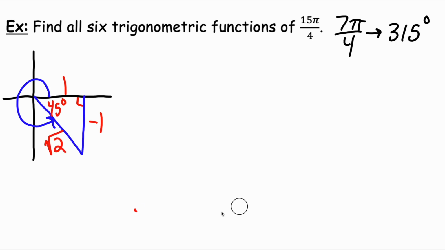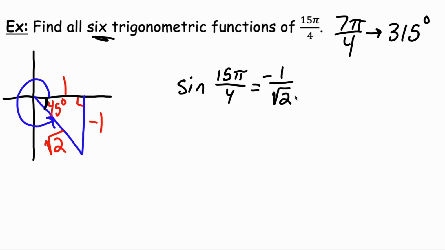All right, so now we need to find all of our trig functions. We want all 6 of them. Instead of like the previous problems, where we just found 1, now we're going to run through all 6. So sine, and I'm going to go back to my original 15 pi over 4. So that's this angle here still, it's coterminal. Opposite over hypotenuse, negative 1 over square root of 2. And once I know that, now I know cosecant of 15 pi over 4, because it's just the reciprocal. So that is square root of 2 over negative 1, which is negative square root of 2.